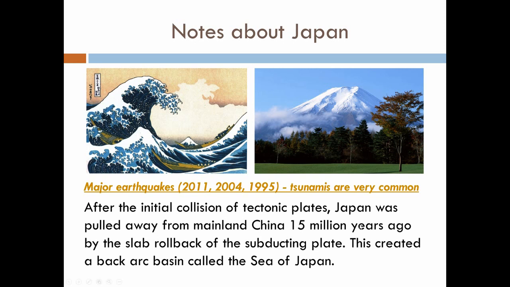So Japan was pulled away from mainland China 15 million years ago. Let's not worry about slab rollback. It created a back arc basin called the Sea of Japan, and the Sea of Japan is between Japan and China. Japan used to be attached to China.